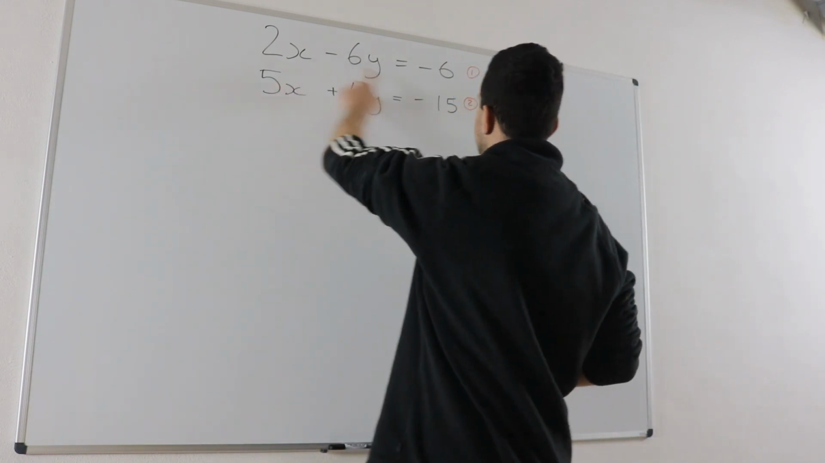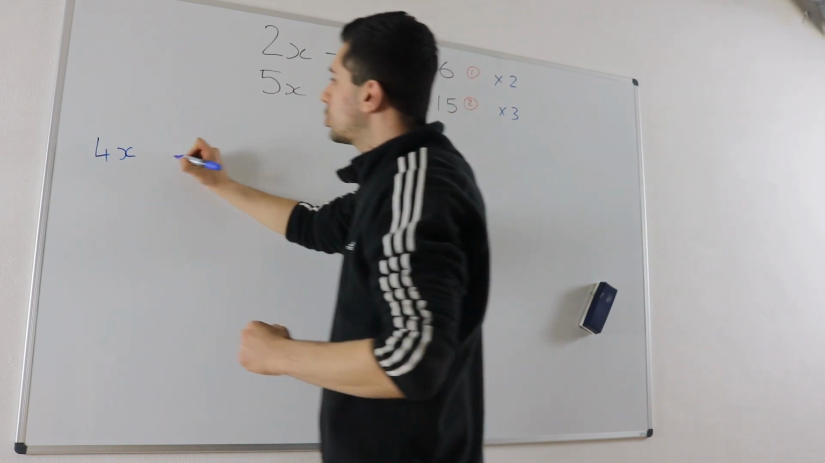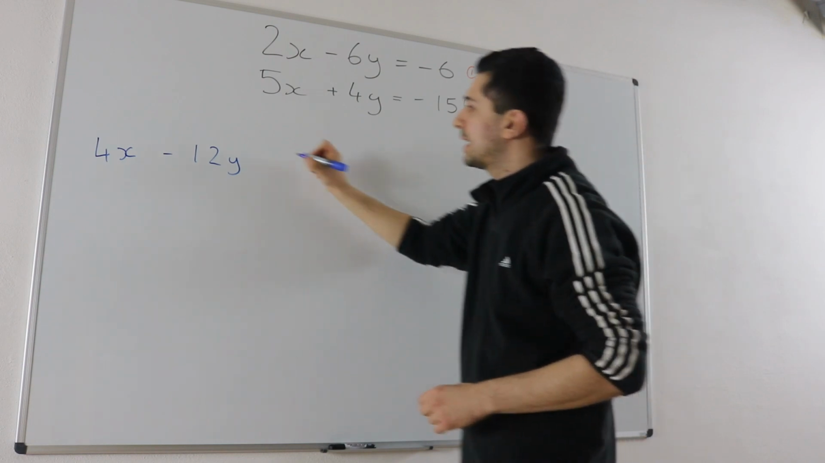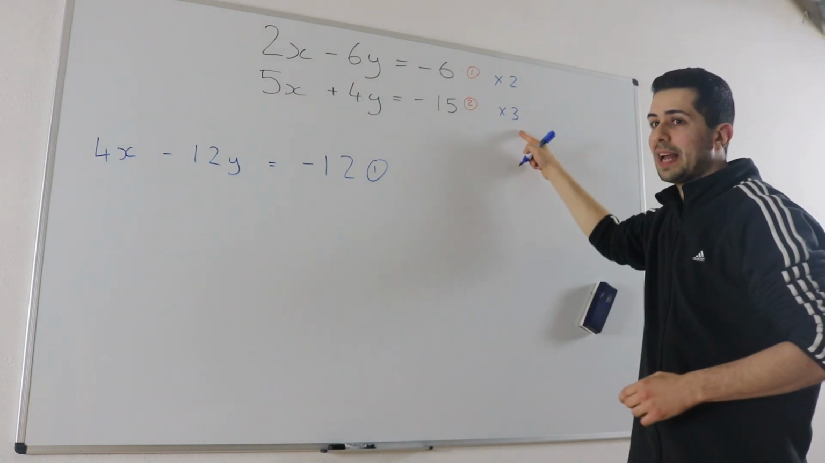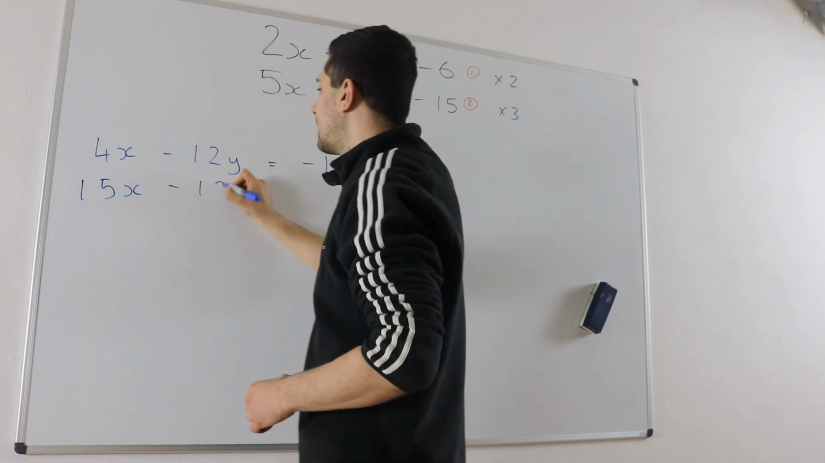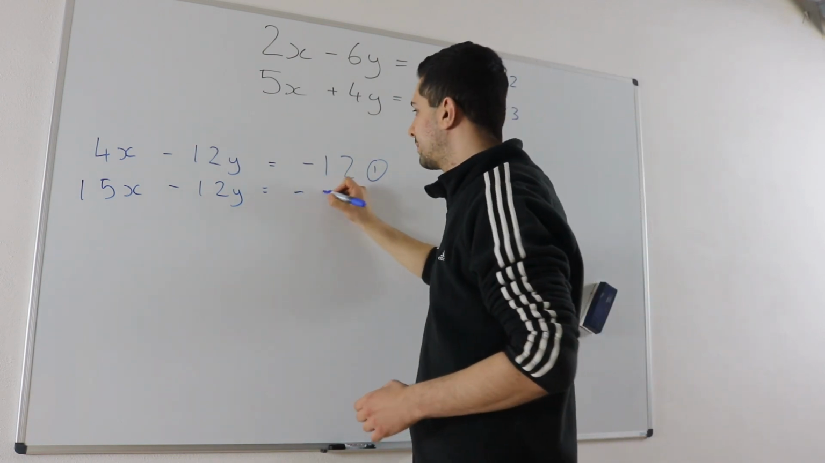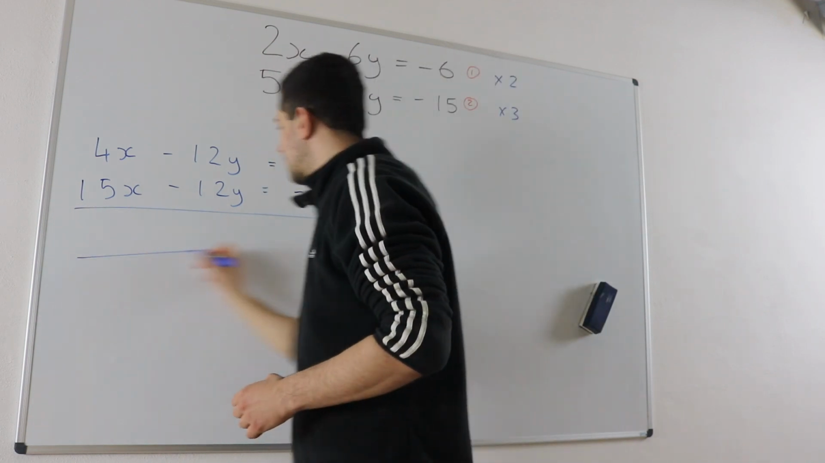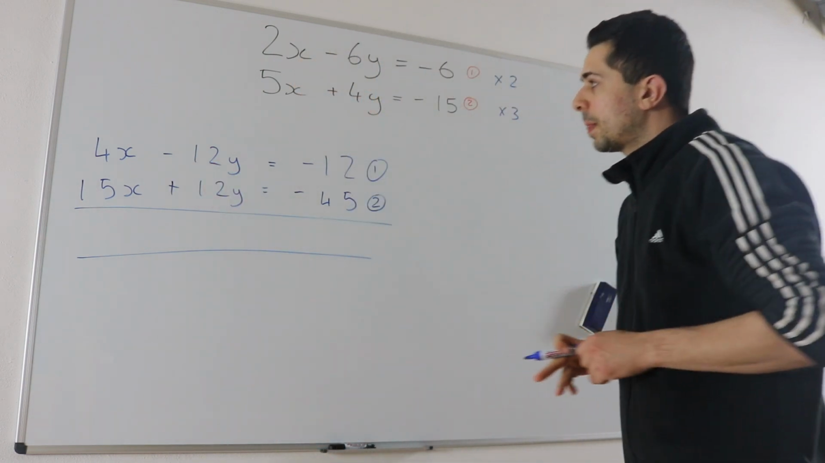So 2x times 2 is 4x minus 6y times 2 is minus 12y, and minus 6 times 2 is minus 12. For the second one, I will multiply by 3, so I have 15x minus 12y equals minus 15 times 3, which is minus 45. I have a mistake over here, it should be plus 12y.